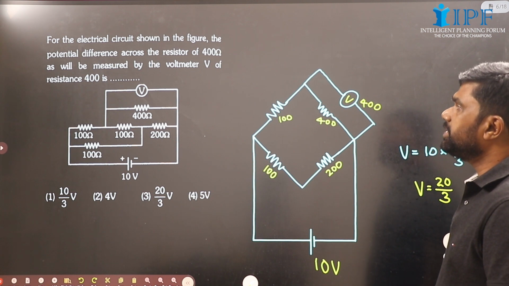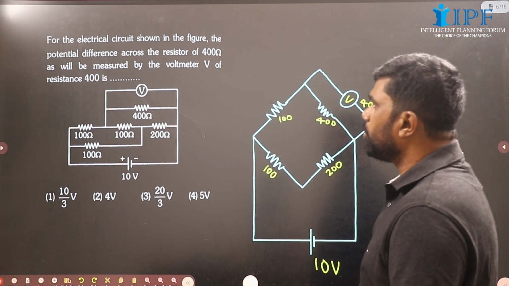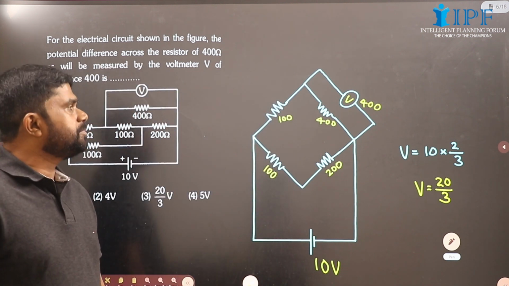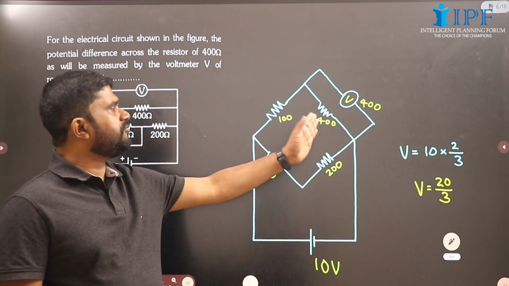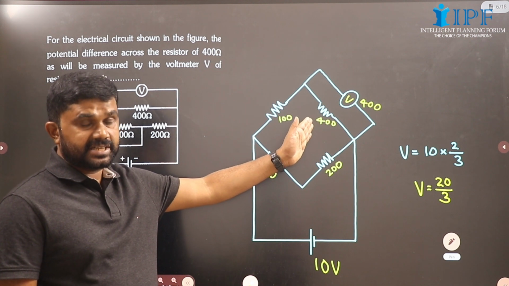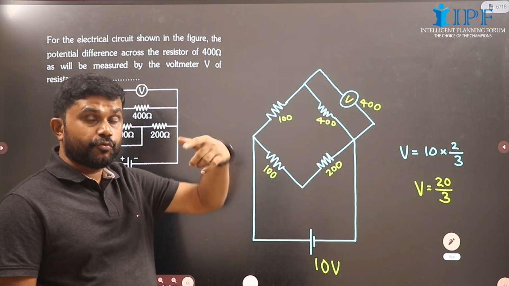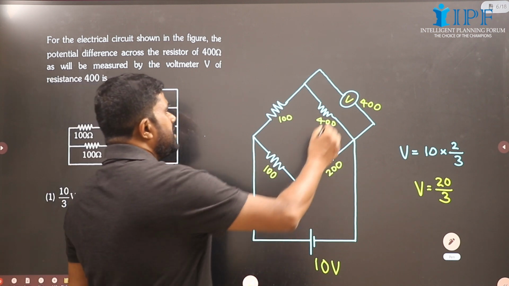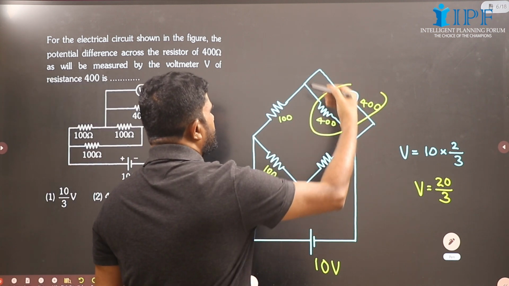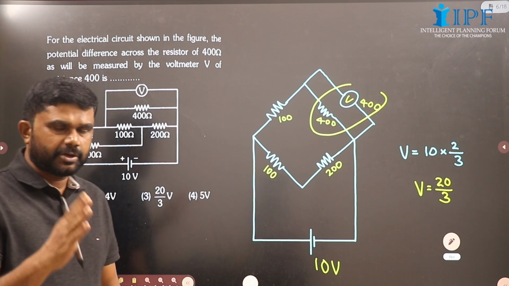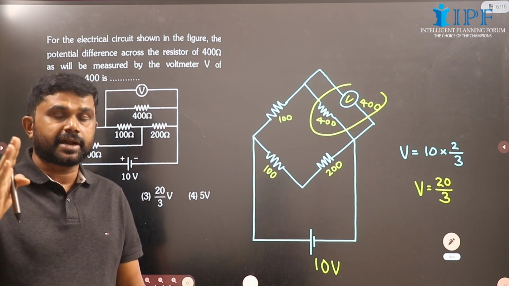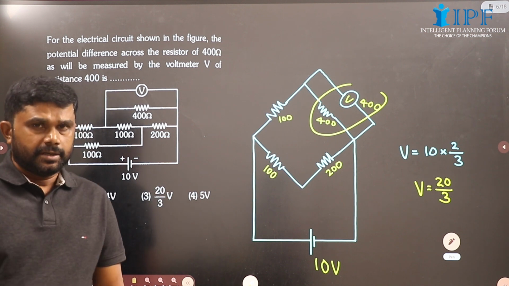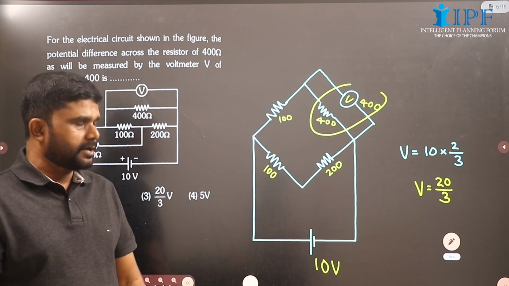Now for the electrical circuit shown in the figure, the potential difference across the resistor of 400 ohm will be measured by the voltmeter V of resistance 400 ohm. See, this is actually Wheatstone's bridge, and here we have a 400 ohm resistance that is connected in parallel with a voltmeter of resistance 400 ohm. So the effective resistance of this combination will be 200, because when two identical resistors are connected in parallel, the effective resistance will be half of the resistance. So here it will be 200.